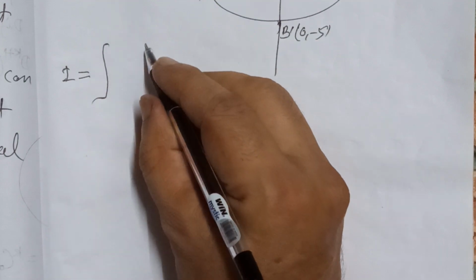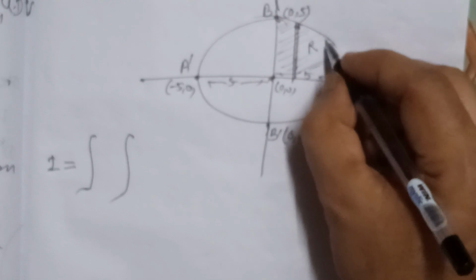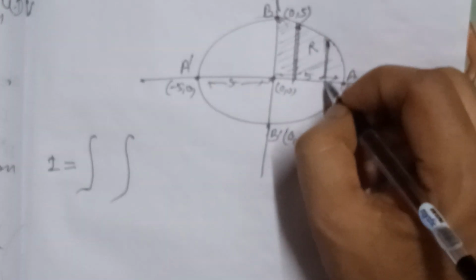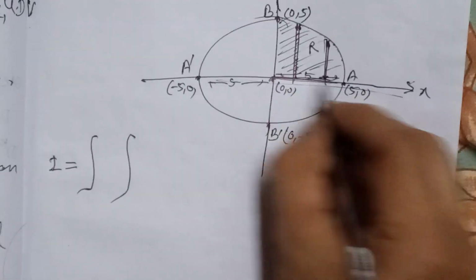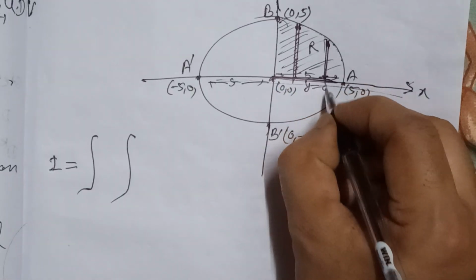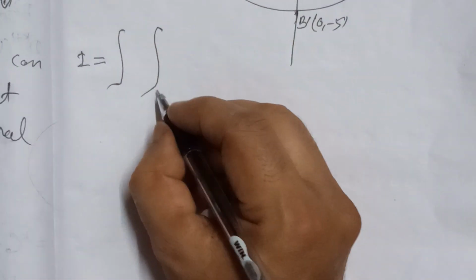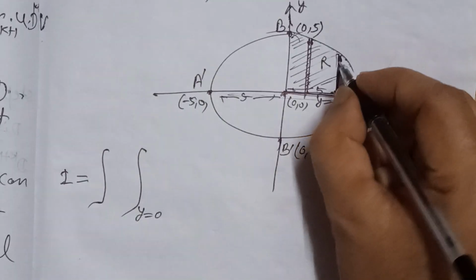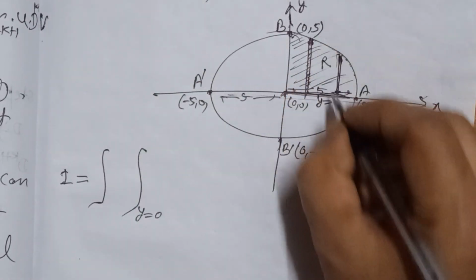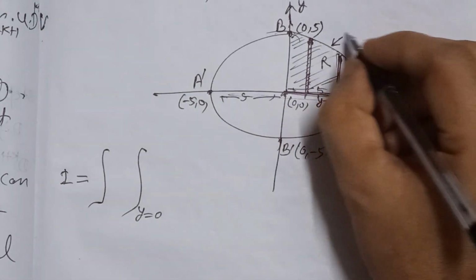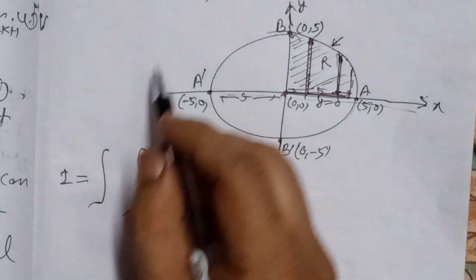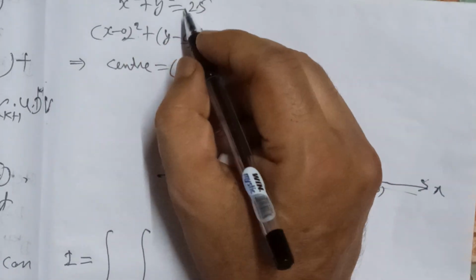The value of integral I becomes, according to limit, the region is covered by a strip parallel to the y-axis. All strips start with the x-axis where y is equal to 0. So the limit of y starts with y is equal to 0, and all strips end on this circle, where the value of y we can find with the equation of the circle.